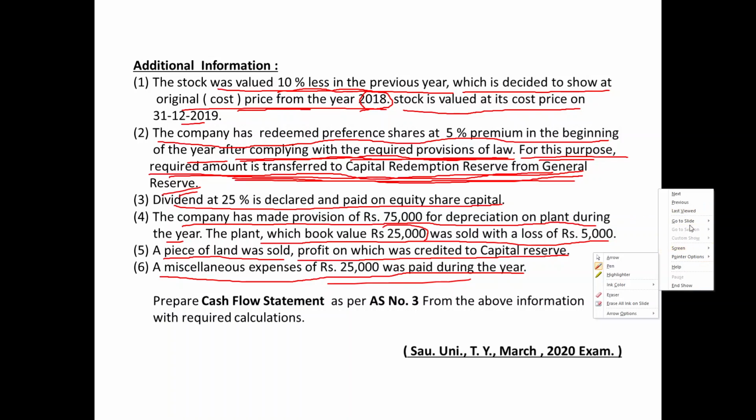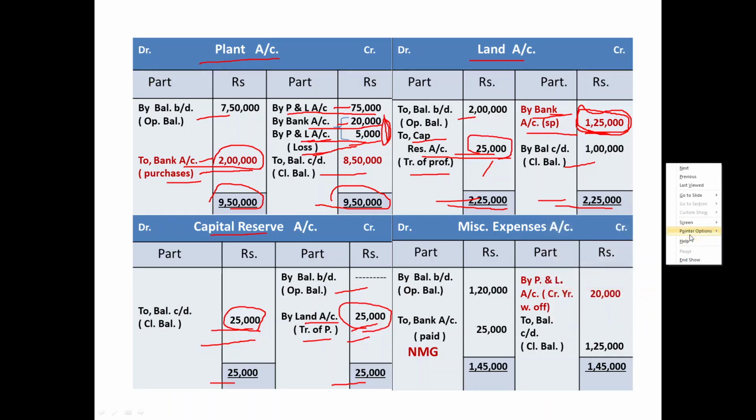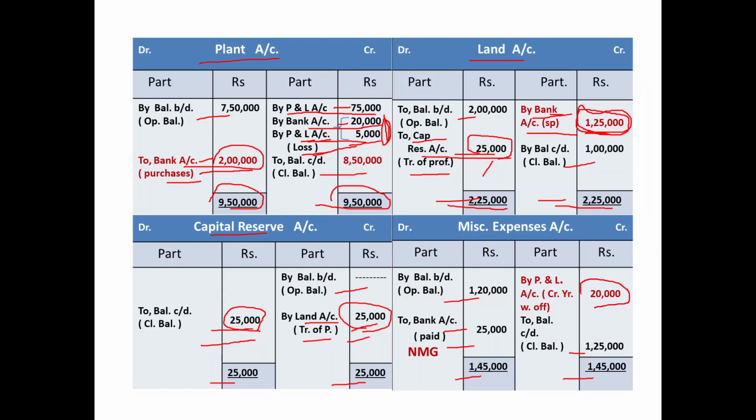Let us prepare a ledger account for miscellaneous expenses. Have a look. Opening balance 1,20,000, closing balance 1,25,000, then paid in the current year. Miscellaneous expenses account debited to bank account credited 25,000. That gives the total of the debit side 1,45,000. Put it on the credit side. That gives a balancing figure of rupees 20,000 on the credit side. What could it be? It is the amount that has been written off in the current year.